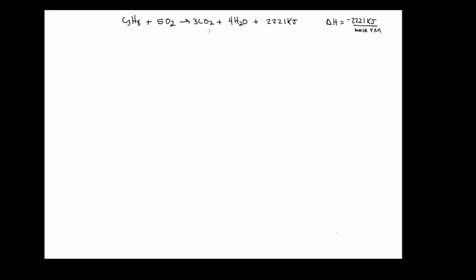In addition to the carbon dioxide and the water, we also produce about 2,221 kilojoules worth of heat for this particular reaction. In the last video, I talked about the fact that the energy released in a chemical reaction is directly proportional to the balanced equation. So if we burn exactly 1 mole of propane with 5 moles of oxygen, and we produce exactly 3 moles of CO2 and 4 moles of water, assuming the reaction goes to completion, then this reaction will release 2,221 kilojoules worth of energy.